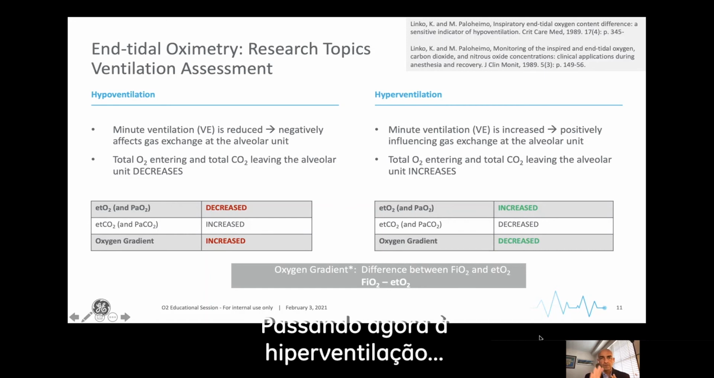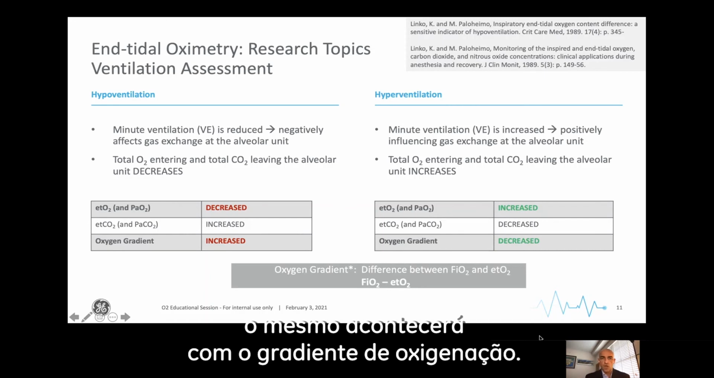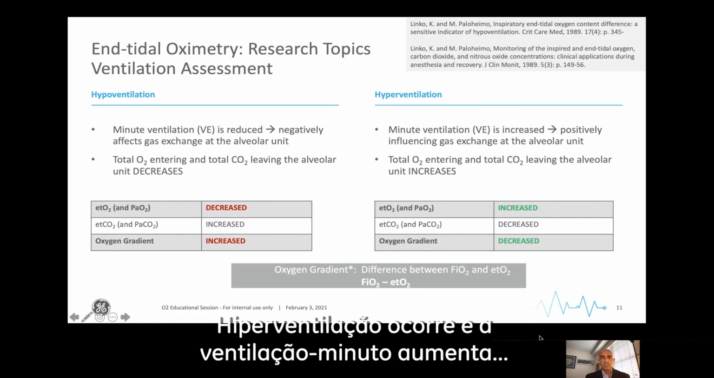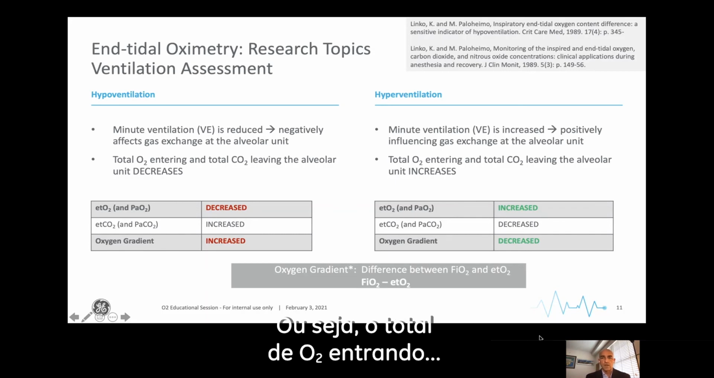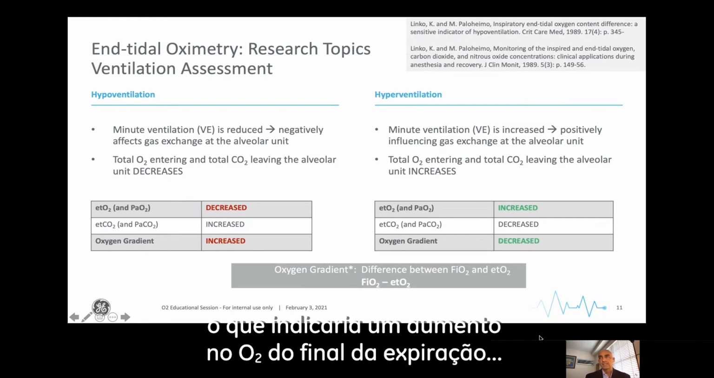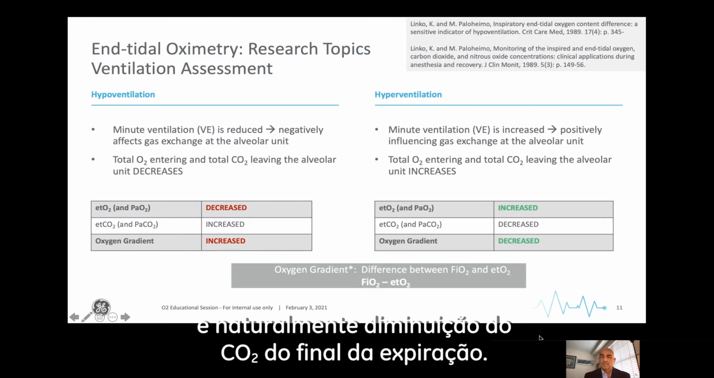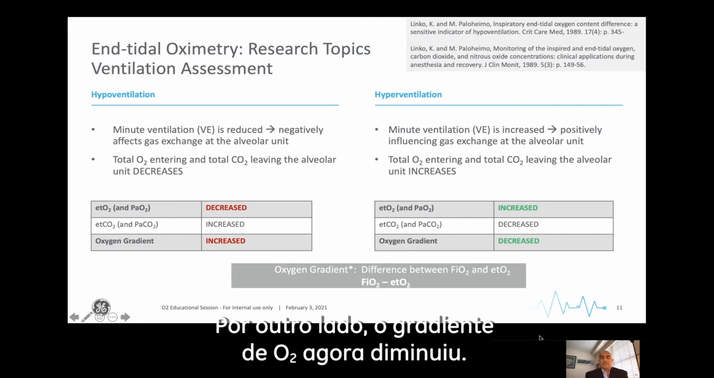So flipping the gears to hyperventilation, the same thing in the opposite will occur. When hyperventilation occurs, minute ventilation is increased. So that positively affects the gas exchange at the alveolar unit, which means that the total amount of oxygen entering and the total amount of CO2 leaving have both increased. Therefore, that would manifest as the end tidal oxygen having increased. End tidal CO2 naturally would decrease. And on the flip side, the oxygen gradient now has decreased.